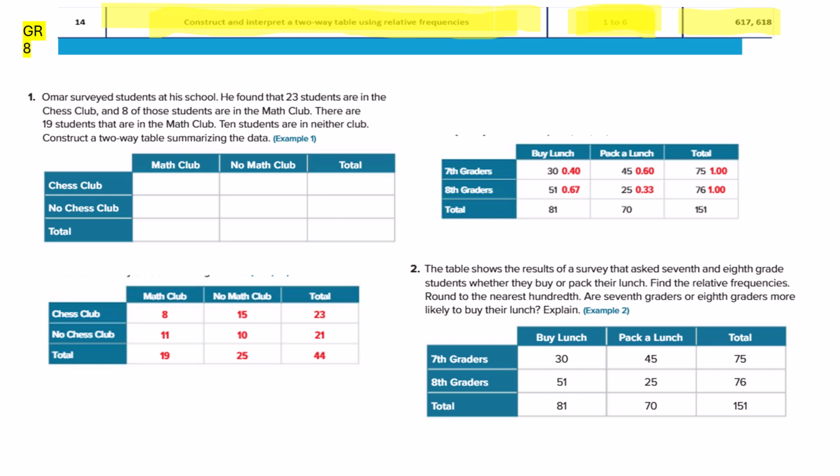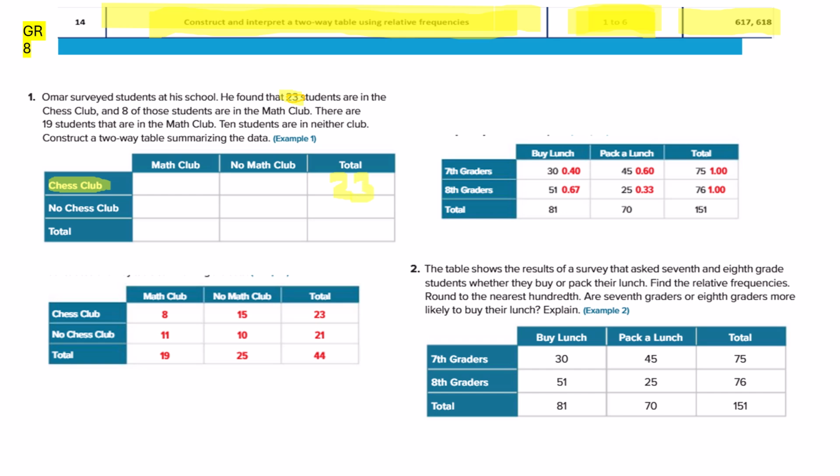The first question which we have states that Umar surveyed students at his school. He found that 23 students are in the chess club. So we got a total of 23 students in the chess club. So we go to the chess club and we fill in the number 23, because that is our total.